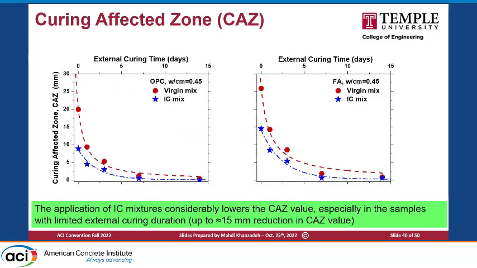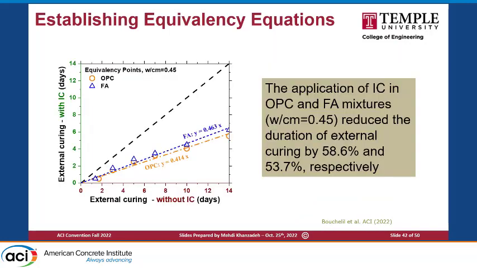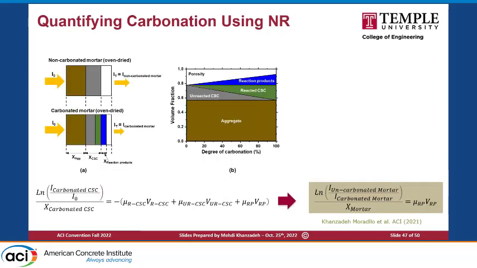So we quantified this data, and we found this equivalency line for internal curing versus the different external curing. Based on this data, in the case of the OPC and fly ash system, we are reducing the amount of external curing by around 50–60%. That was the observation we had from the use of this technique for OPC and fly ash systems. So I'm just going to move to the conclusion.